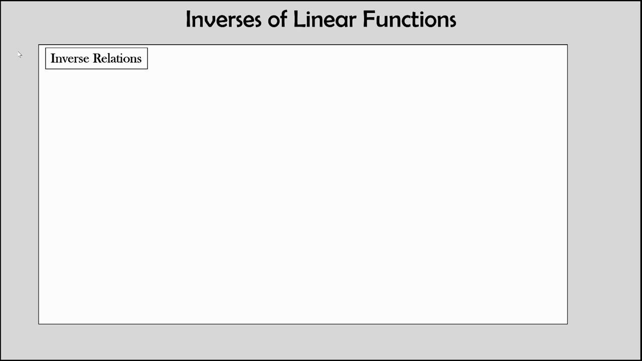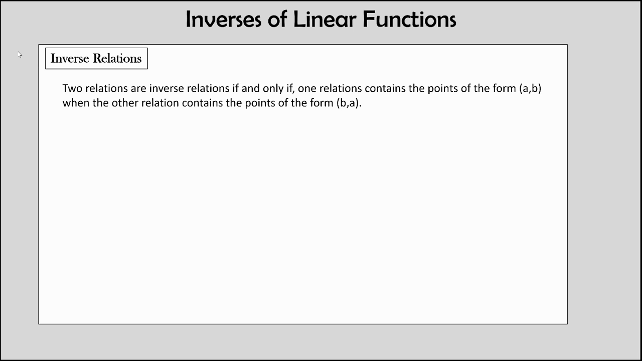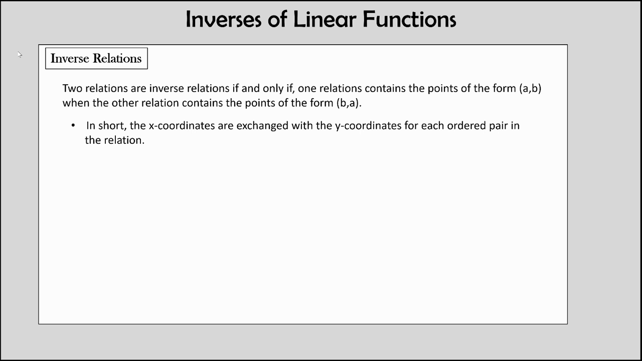So now we're expanding that into the concept of functions. How do we undo a function? We start looking at inverses of these functions. Well, the first thing we're going to do is look at the inverse of a relation. Two relations are inverse relations if and only if one relation contains the points in the form (a, b), then the other one contains the points in the form (b, a).